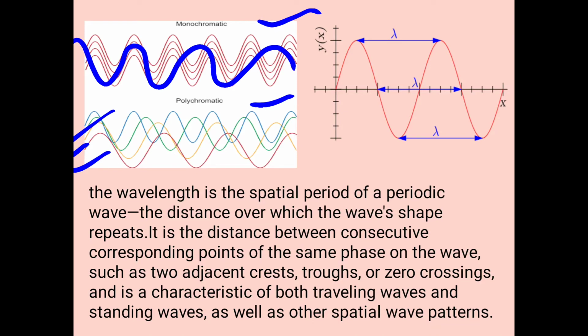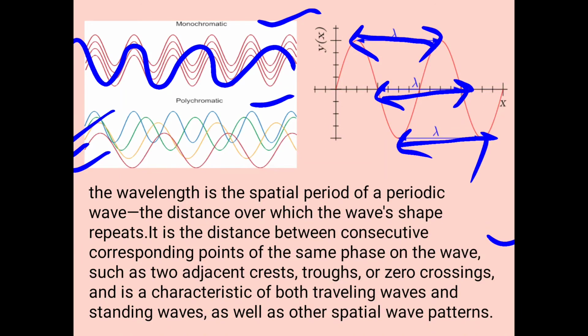So what is wavelength? Wavelength is the spatial period of a periodic wave, which can be a traveling wave or a standing wave. Okay, so this is the distance between two corresponding points of the same phase on the wave. It can be two adjacent crests, two adjacent troughs, or the zero crossing. Here we can see the crest, the zero crossing and the two adjacent troughs. So this gives the wavelength for the particular light.